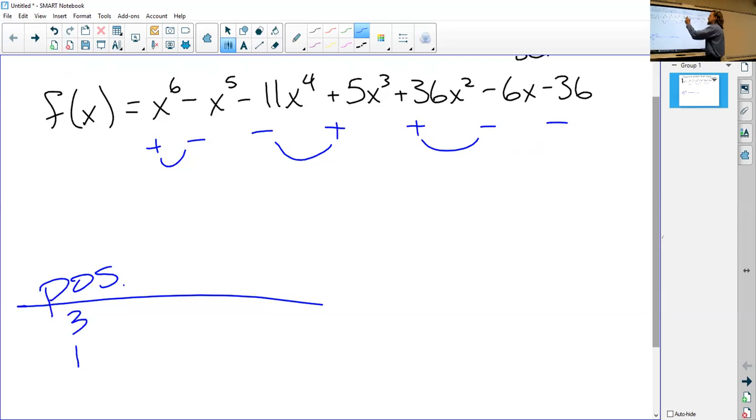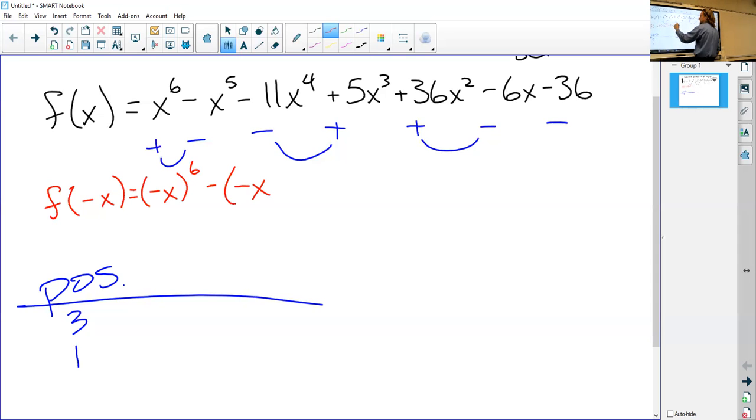Okay? And then for our negative answers, I want to know what happens if I take f of negative x equals, and hopefully, as you do more of these, you don't actually have to write all of this part down. You can just see what happens to the x values and their signs at different exponents, because you know all the positive exponents and all the negative exponents follow the same kind of rules. But if you need to write it down, that's not bad. It's just going to take a little bit more work.